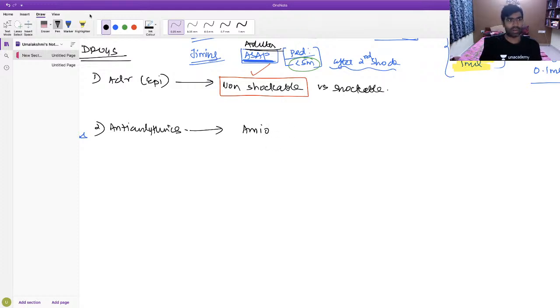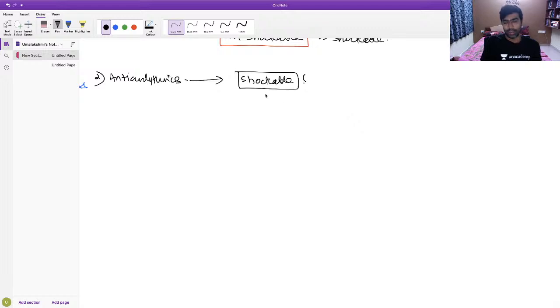But remember, these antiarrhythmics can be used only in patients with shockable rhythms. It is not indicated in patients with non-shockable rhythms. So you can use this only in patients who are having shockable rhythms, in the sense only for pulseless VT and ventricular fibrillation. Otherwise, you cannot use it. And what are the drugs? There are 2 drugs that have been considered. One is amiodarone and the second is lignocaine.